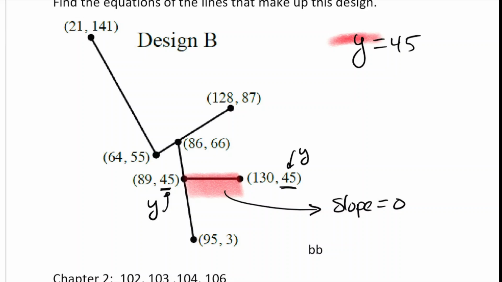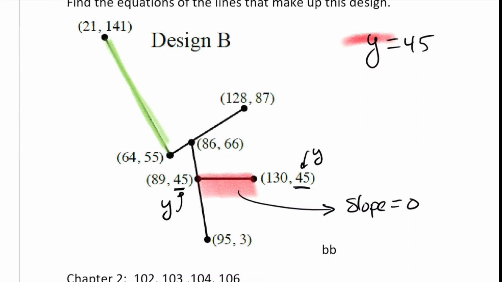Now we'll do one more of these, and you'll have two that you have to do completely on your own. But let's take a look at this one. I'll highlight it in green. What is the equation of this line? Well, we know a couple of things, right? We've got some x values and we've got some y values. We can see that y is 144 here and y is 55 down here. And up here we see that x is 21. And down here we see that x is 64.